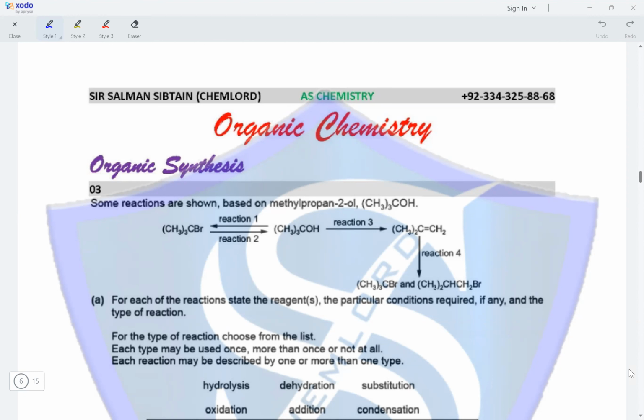So for each of the reactions, state the reagents, the particular conditions required, if any, and the type of reaction. For the type of reaction, choose from the list. For each type, it may be used once, more than once, or not at all. Each reaction may be described by one or more than one type. So hydrolysis, dehydration, substitution, oxidation, addition, and condensation. So reaction 1 and reaction 2 are both substitution. Reaction 3 is dehydration, and reaction 4 is addition.